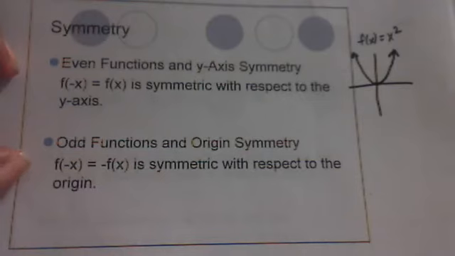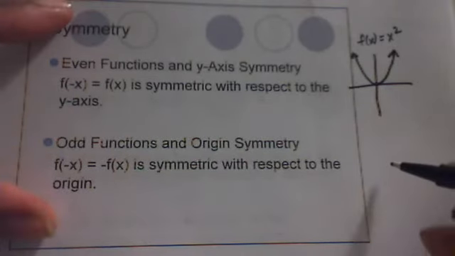And then odd functions and their origin symmetry is this. If you replace your x with negative x and you get the opposite of f of x, that's going to be symmetric with respect to the origin.